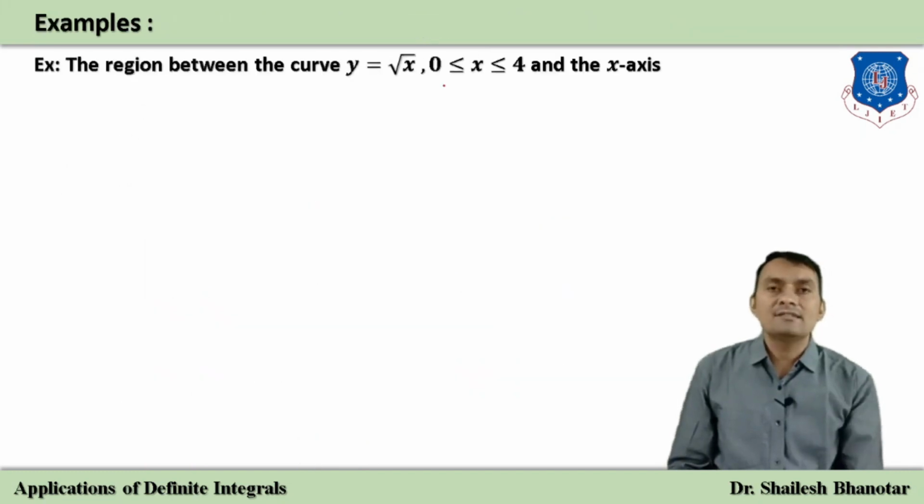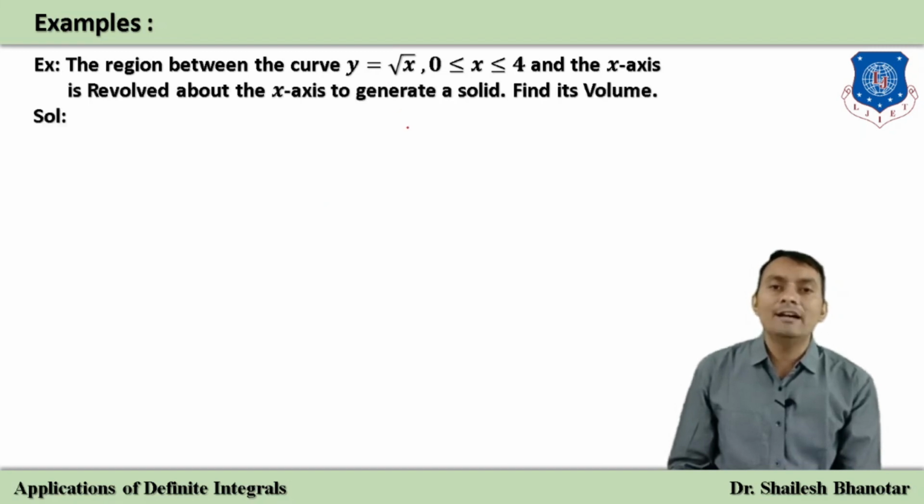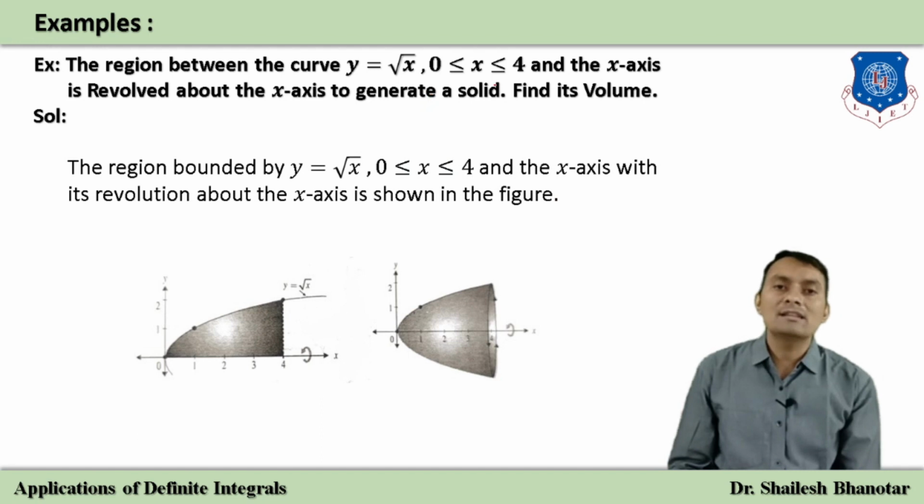Let us first understand a simple question. We are given the region between the curve y equals square root of x and the x-axis, from x equals 0 to 4.